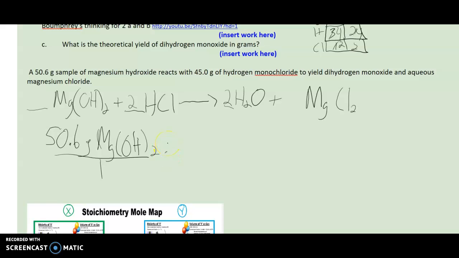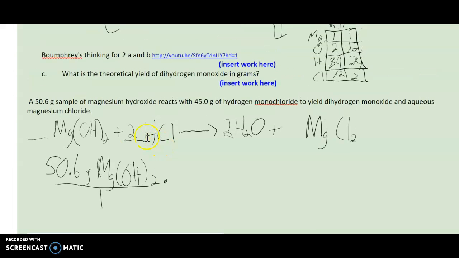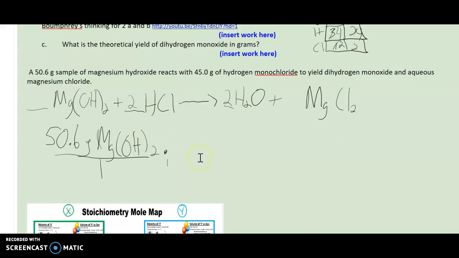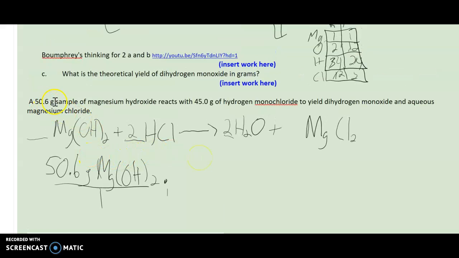Now, what I like to do is get rid of all the information that I don't need for this problem. Right now, all I need is magnesium hydroxide and water. That's hydrogen, this should actually be dihydrogen monoxide. Little mistakes here and there. So those are the only two things I need. So I don't get super confused, I'm going to cross out this, and all of this. I'm starting here, and I am ending here.